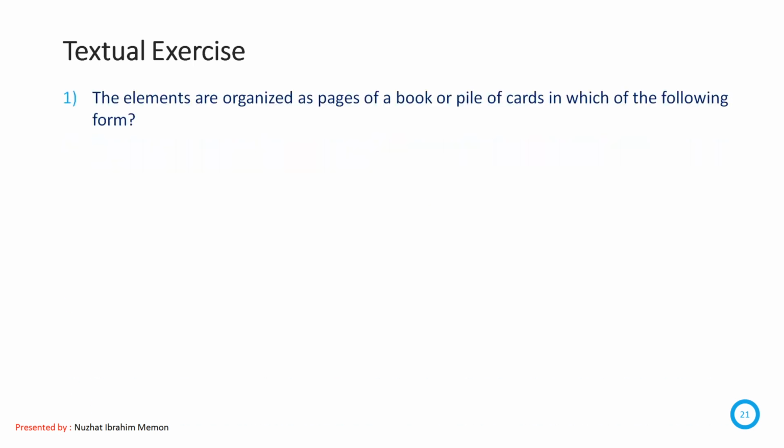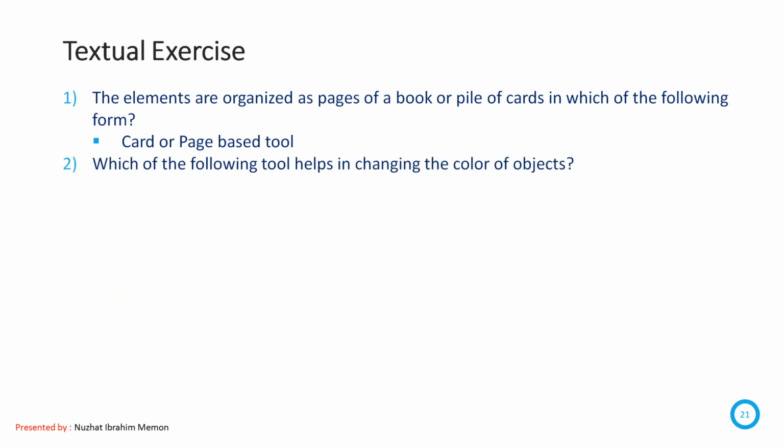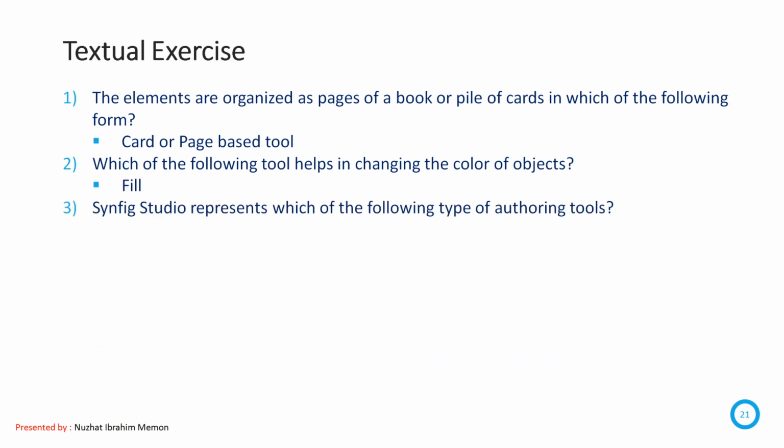Now we will solve the textual exercise. The elements are organized as a page of a book or piles of cards in which of the following forms? That is card or page based tool, that we had done in our last video lecture. Which of the following tools helps in changing the color of an object, that we did now, that is the fill tool. Synfig Studio represents which of the following types of authoring tool? This is a 2D vector animation tool, so time based authoring tool.